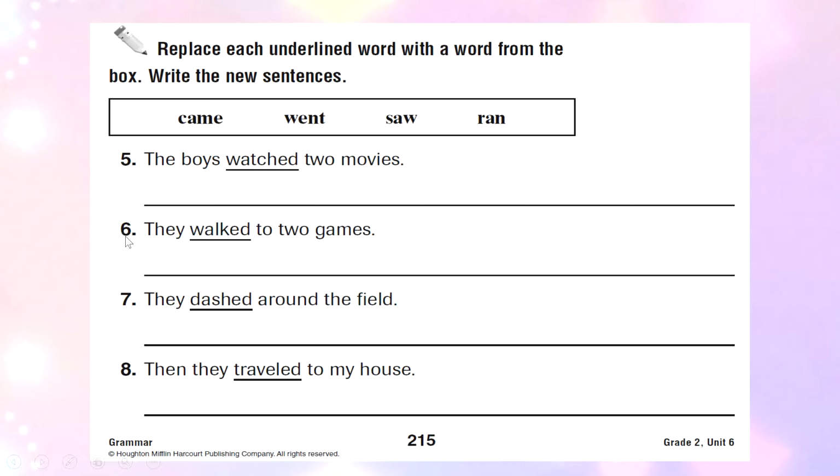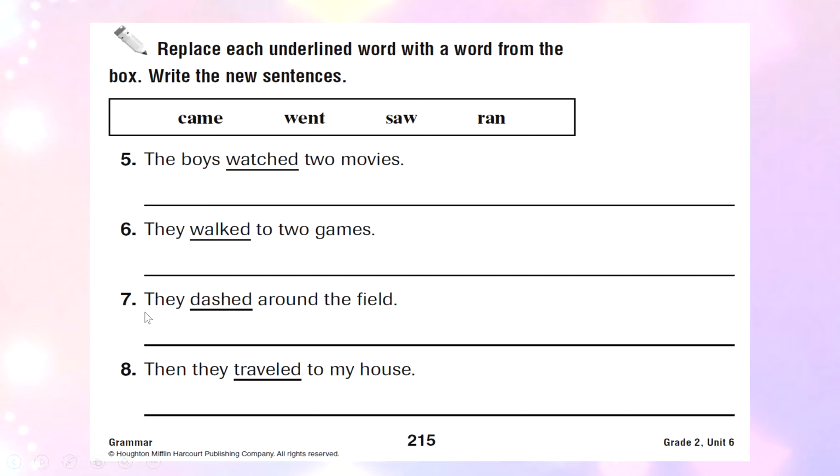Six. They want you here to rewrite the sentences, okay? So, for now, you can pause the video, okay, to write the sentence, then continue with me. 6. They walked to 2 games. Which verb has a similar meaning to walked? They came, they went, they saw, or they ran. Number 7. So pause the video to write the sentence, then move on.